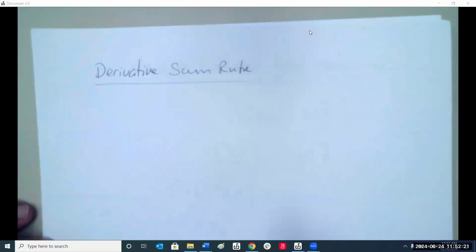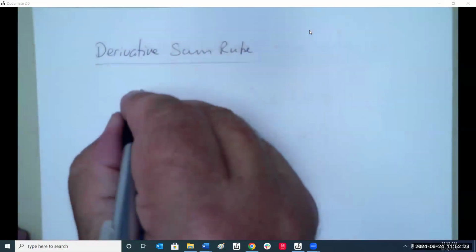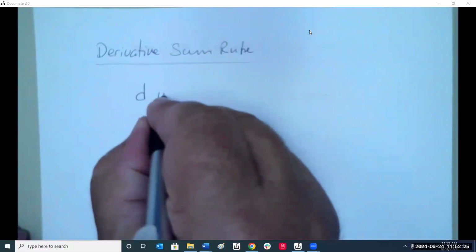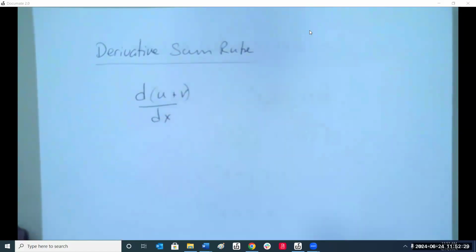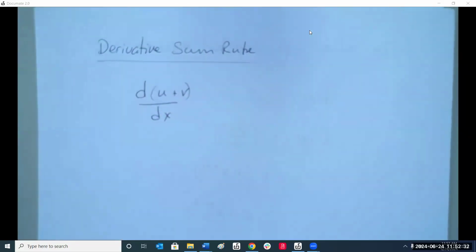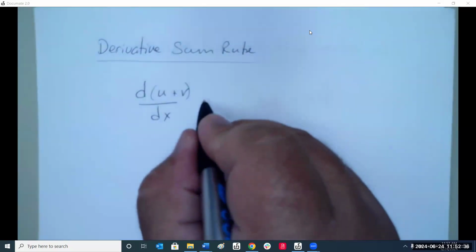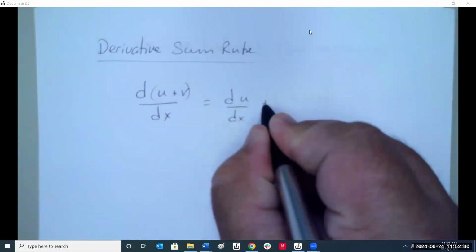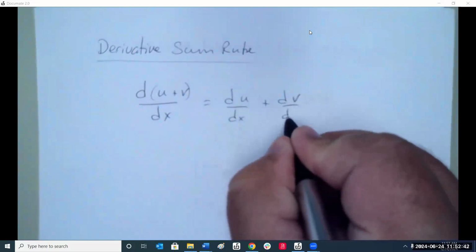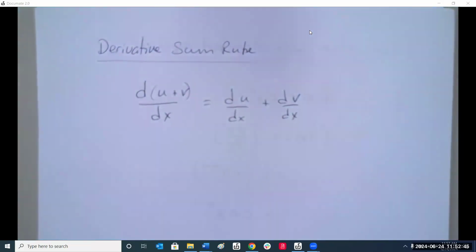The derivative of the sum rule, where u and v are functions of x. What that means is if you're adding and subtracting numbers in an equation, you can take the derivative of each one of those separately.